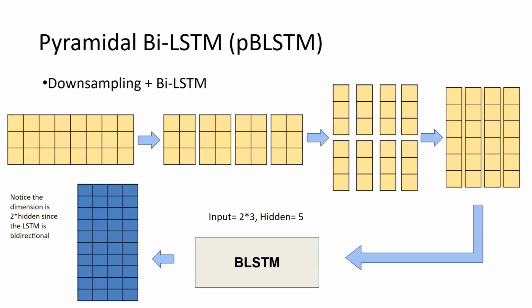Just illustrating what that means: if you have an input to the LSTM which has 3 channels and 8 time steps, you'll take adjacent time steps and concatenate them to each other, which will result in a modified input of 6 channels and 4 time steps, and then you feed it through your bi-LSTM layer. If the hidden size is 5, since it's a bi-LSTM, you will get an output of 10 channels or 10 hidden units. This is what the pyramidal bi-LSTM is. The concatenation part is what is extra, apart from the bi-LSTM.